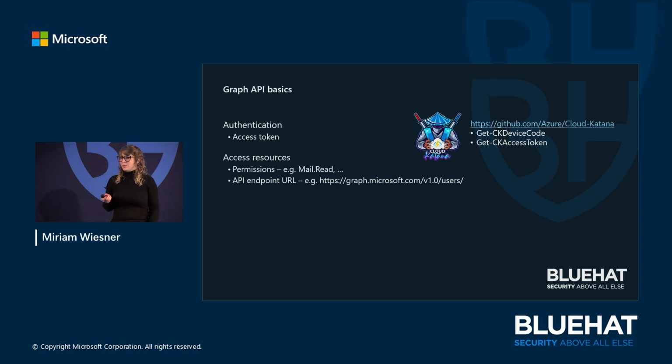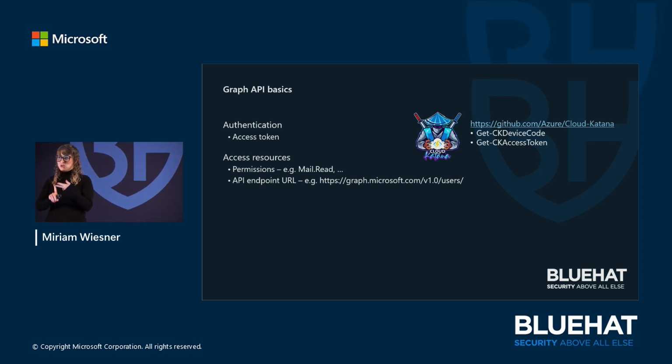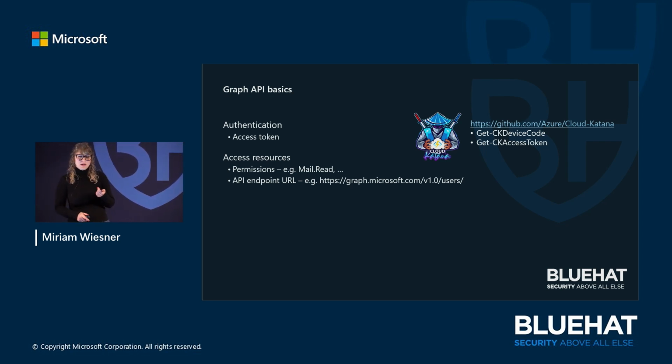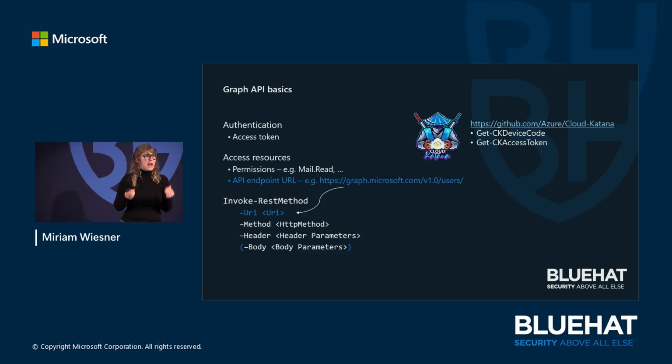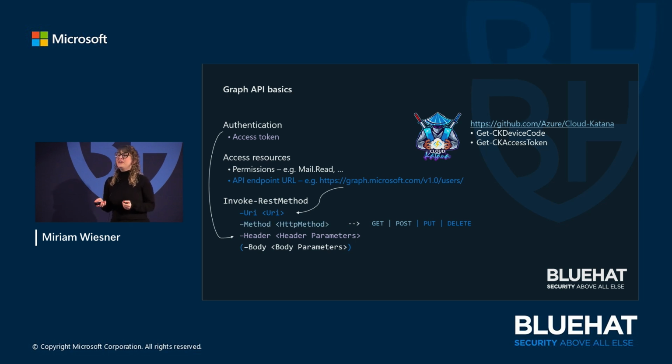Next, we need to know what we want to access, and we also need to have the permission to do so. And last but not least, we need a method to query Microsoft Graph. And while there are a lot of amazing tools out there to do that, we will use PowerShell Invoke-RestMethod. And with this, we need 3 mandatory parameters.